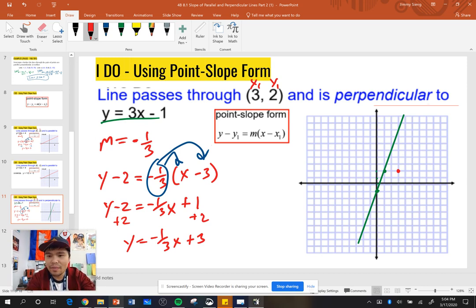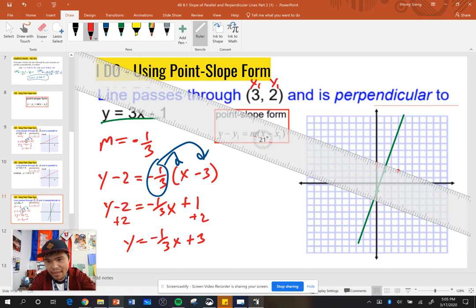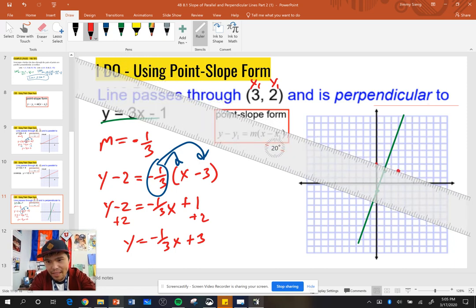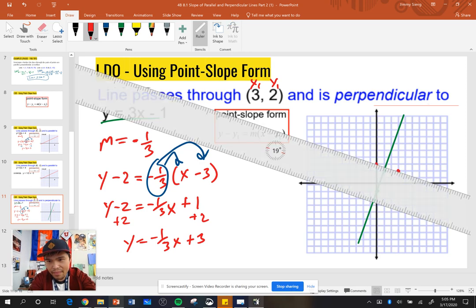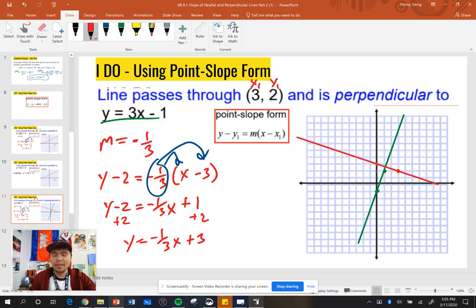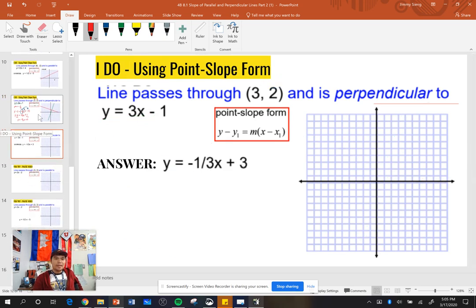Let me go ahead and graph that on here just so you can see that exactly, right? So we go 1, 2, 3. Slope is down 1 over 3. Look at that. I was pretty good with that. Good estimation. All right. There you go. Okay, sound good? Okay, there's your answer.